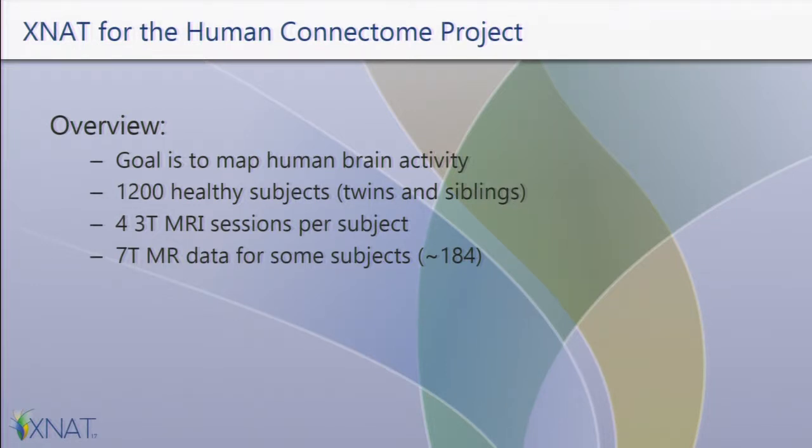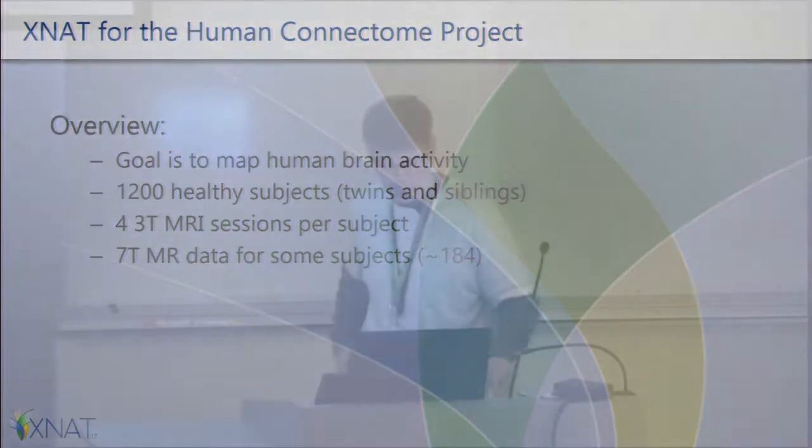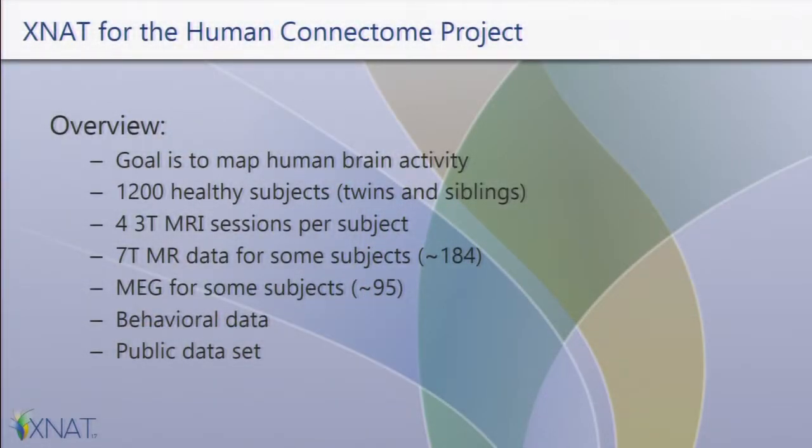To do that, they're studying 1,200 healthy subjects, twins and their siblings, ages 22 to 35. We're collecting four 3T MRI sessions per subject. On some subjects, I think the goal was 200, I think we got 184, we're also collecting 7T data. For that, they flew subjects up to the University of Minnesota where they have the 7T scanner, and they did that there. We've got MEG data on about 95 subjects and then also behavioral data.